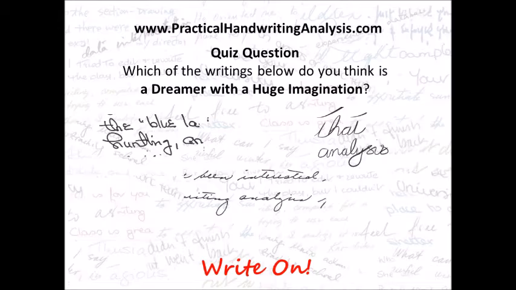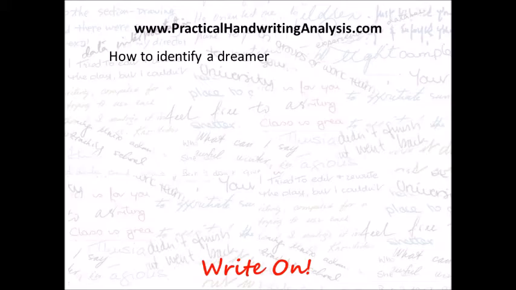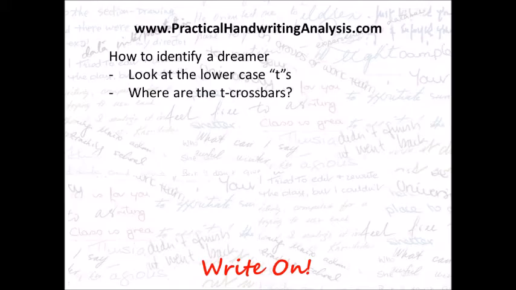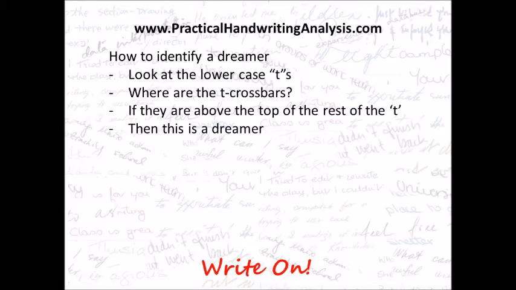First, we'll look at how to identify a dreamer. Like many things in handwriting, how it looks is also how it's described in general conversation. Look at the lowercase t's. Where are the T crossbars? If they're above the top of the rest of the T, then this is a dreamer.